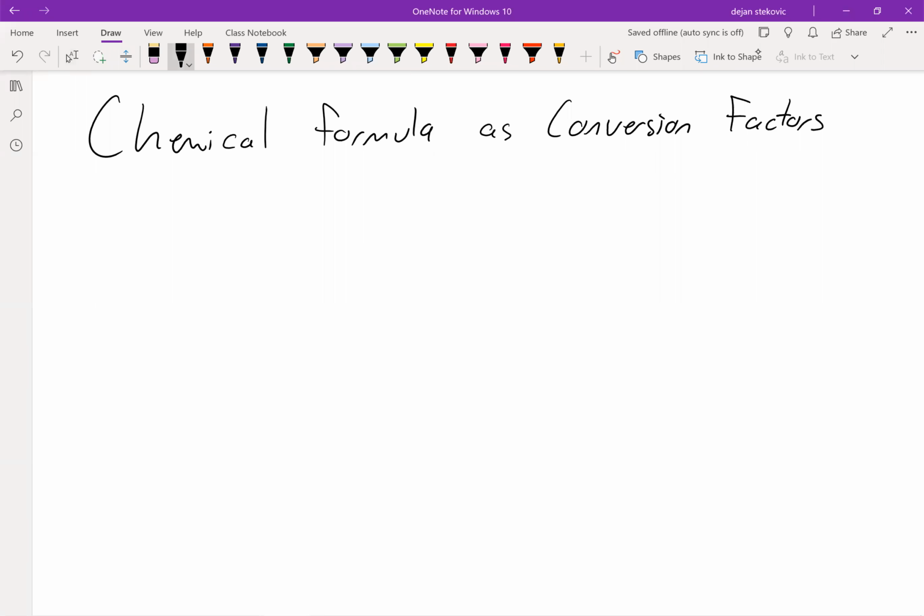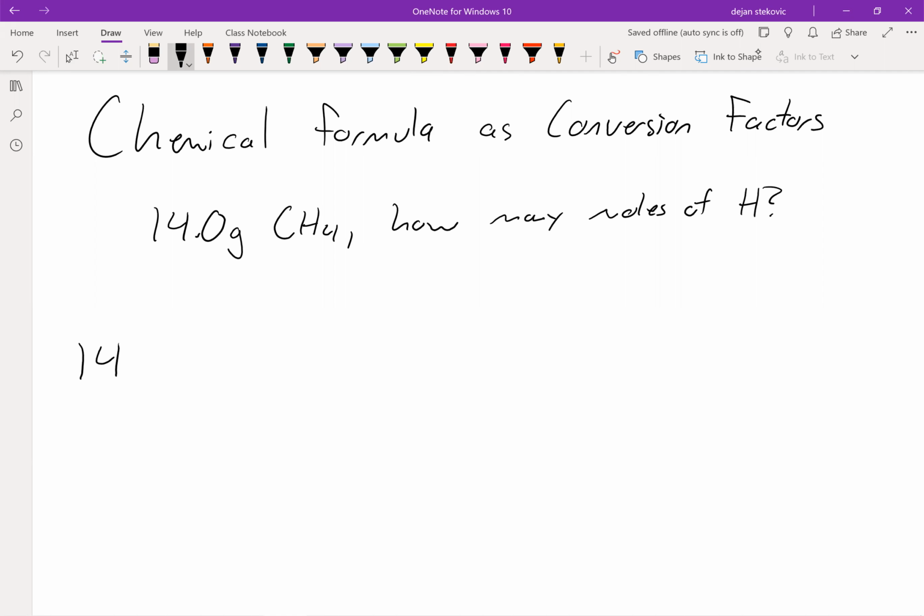All right, we can also use the chemical formula as conversion factors as well. So for example, if we have again our example of 14.0 grams of CH4, how many moles of just hydrogen? Maybe we're interested in the hydrogen. Maybe we're going to take the hydrogen out of this CH4 and do something else with it. So we're not interested in the carbon, we're just interested in the hydrogen. So how much hydrogen do we have?